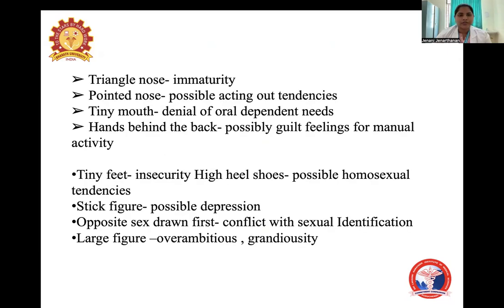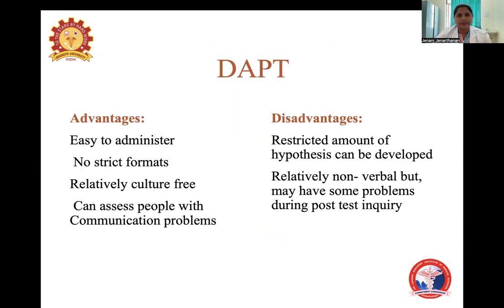Triangle nose: immaturity. Pointed nose: possible acting out tendency. Tiny mouth: denial of oral dependent needs. Hands behind the back: possible guilt feeling for manual activity. Tiny feet: insecurity. High heel shoes: possible homosexual tendency. Stick figure: possible depression. Opposite sex drawn first: conflict with sexual identification. Large figure: over-ambition or grandiosity.